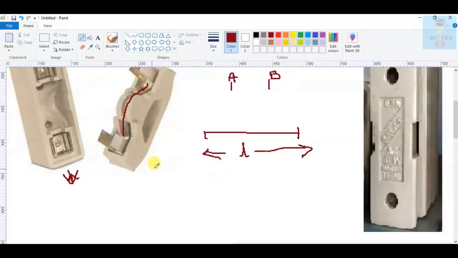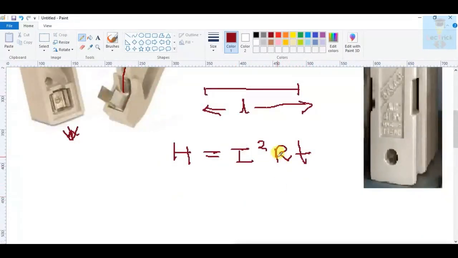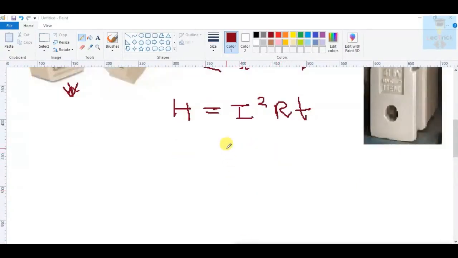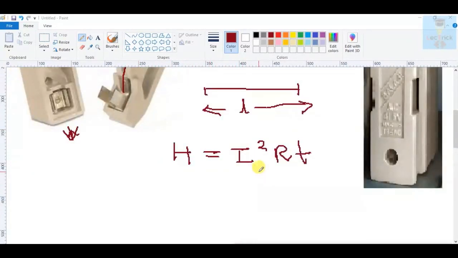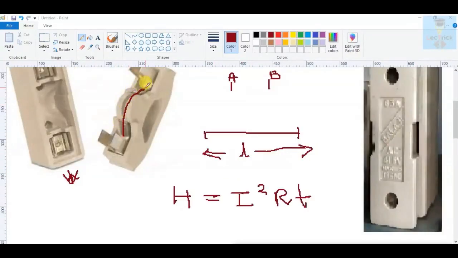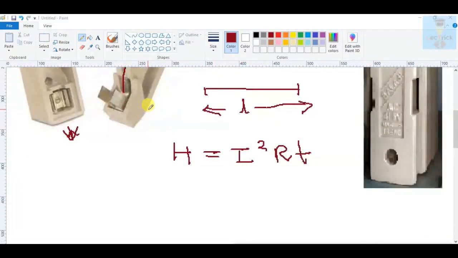Now how it operates: heat energy H is equal to I square R T. That means it depends on time, on the resistance, and on the square of the current. If the heat energy is greater than the thermal limit, the fuse melts. The thermal limit depends on the property of the current carrying fuse element.